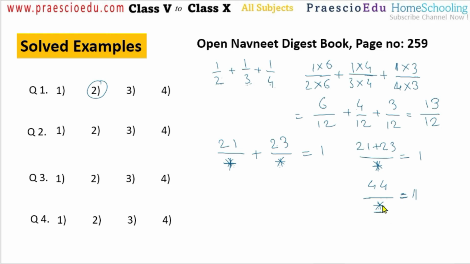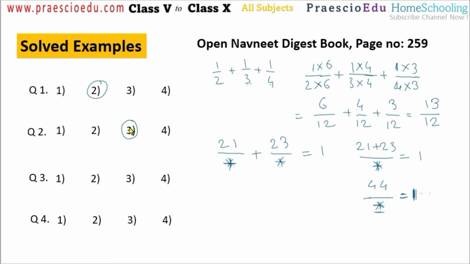Or another way: on both sides we will multiply by this asterisk. So here the asterisk gets cancelled, and here the asterisk value is 44. This is also a way of the calculation. So 44 is the answer, and 44 is given in option number 3.